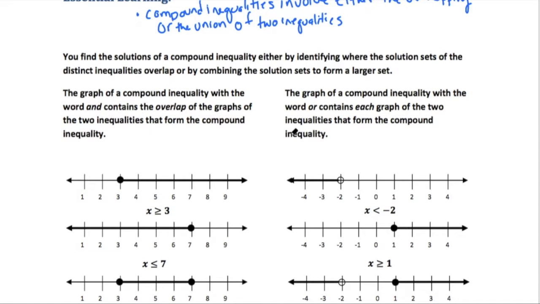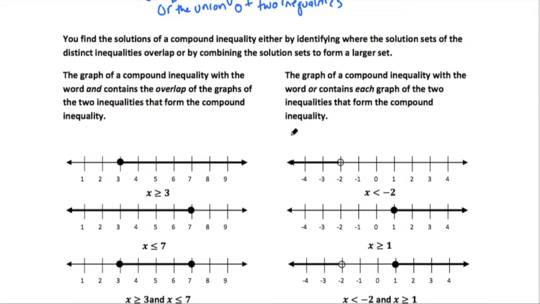Either we're looking for where two inequalities overlap, and on the left-hand side here, the graph of compound inequalities with the word "and" is really referring to the overlap. You basically are looking for where both inequalities are true. So if we look at two separate inequalities, x greater than or equal to 3, represented by the line above, or x less than or equal to 7, represented by this line, if we wanted to look at where both of those inequalities are true, it'd be where they overlap.